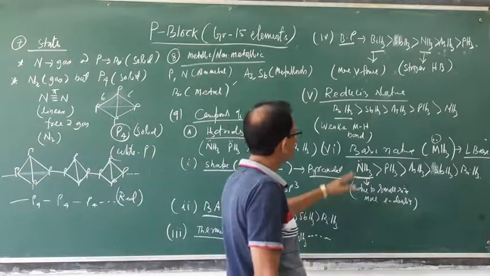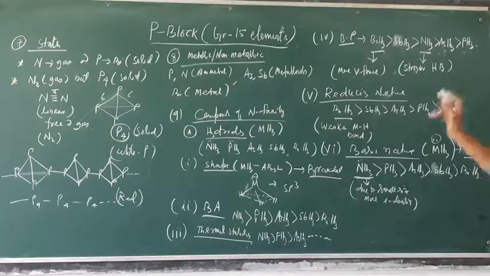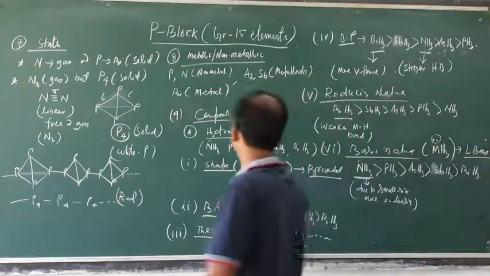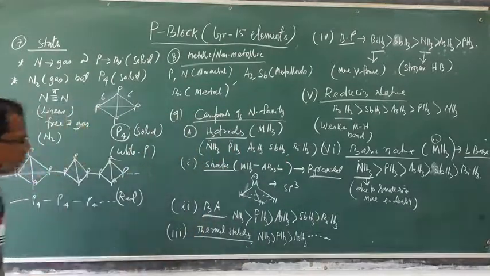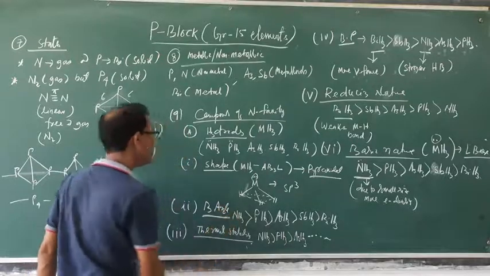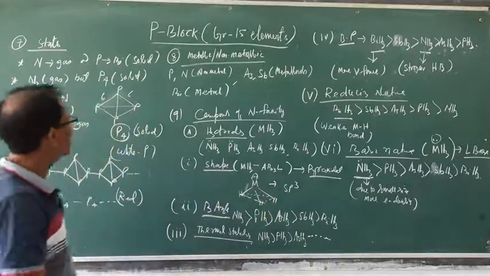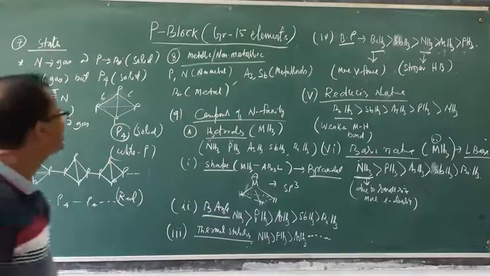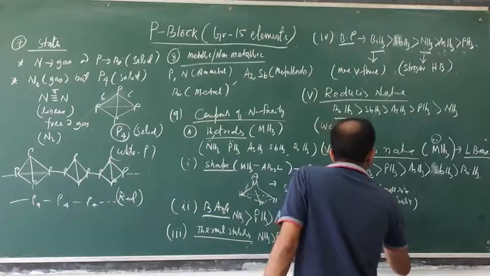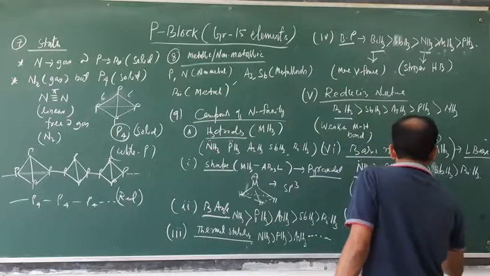So this is regarding basic nature, reducing nature, boiling point, and thermal stability. Then bond angle. Regarding bond angle and shape, these are the comparisons. Then another important thing, catenation property. You can also write that, very important thing: catenation property.